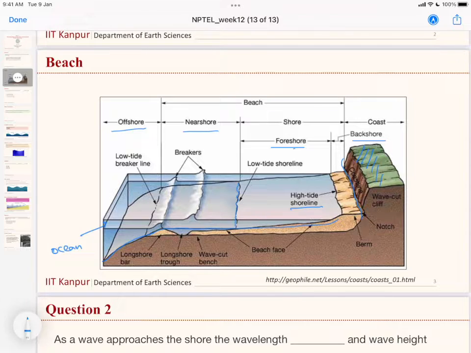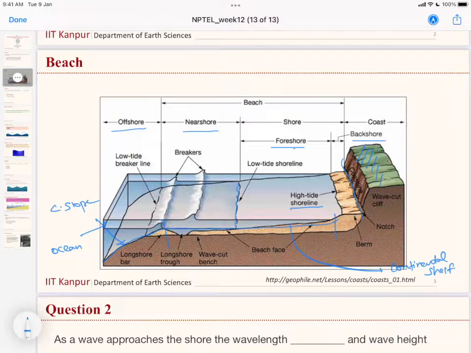So the 4 shores are coming on the continental. This complete area is called the continental shelf, and then this sloping area is called the continental slope. This is how their depth is also increasing with respect to their movement.